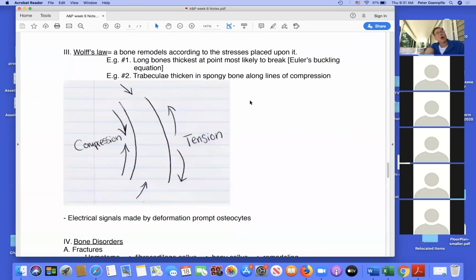Let me give you a law, and you should commit this to memory. Bones remodel according to the forces placed upon them, okay? That is known as Wolff's Law.